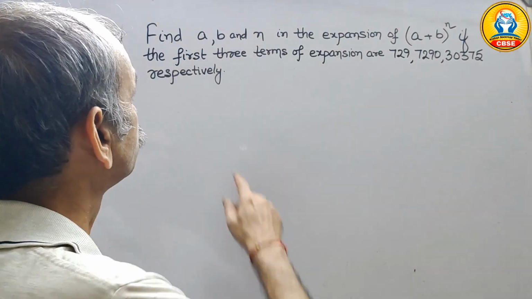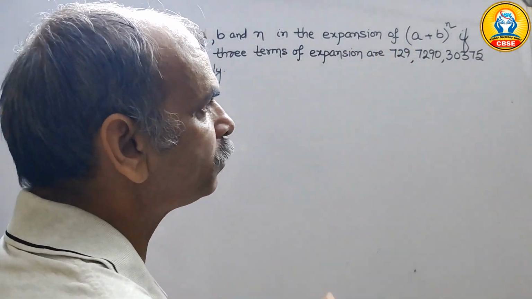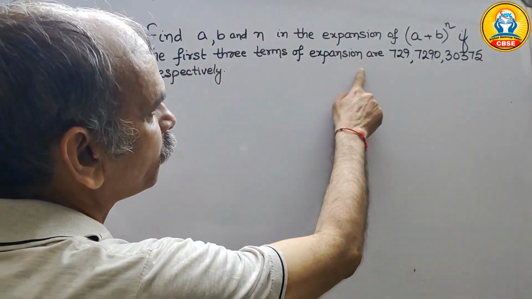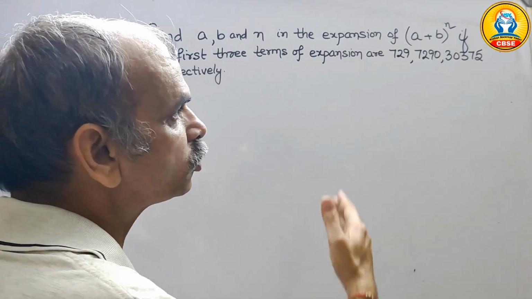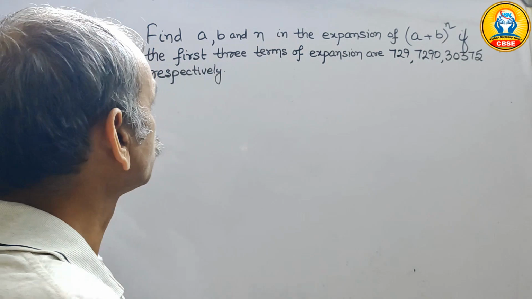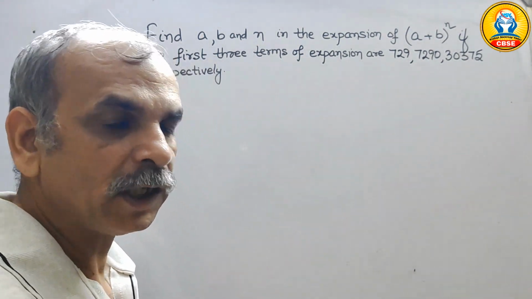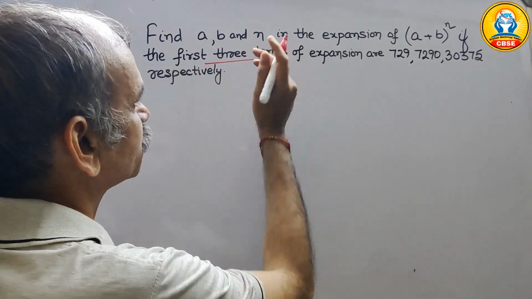Your question is: find a, b and n in the expansion of (a + b)^n if the first three terms of the expansion are 729, 7290, 30375 respectively. Now, here what they have told: they have told the first three terms.